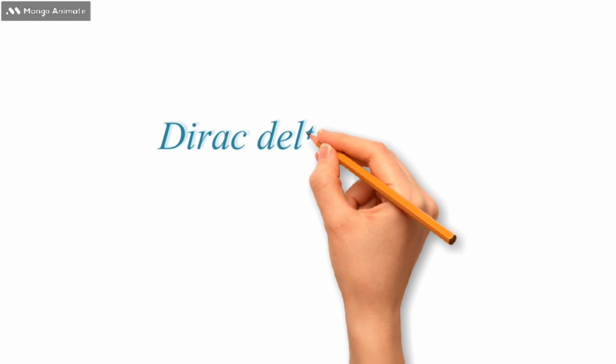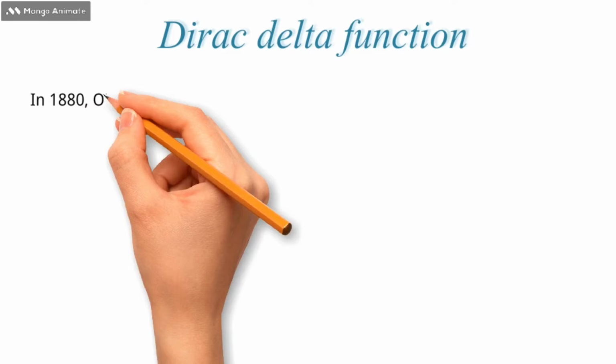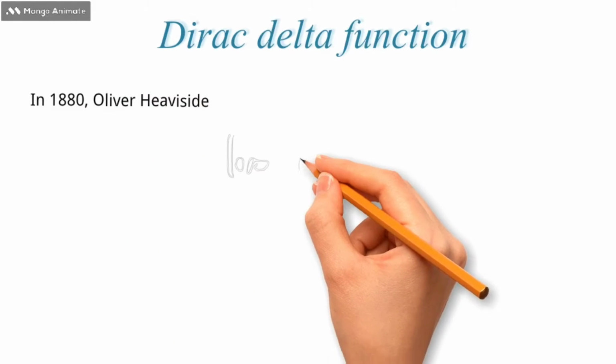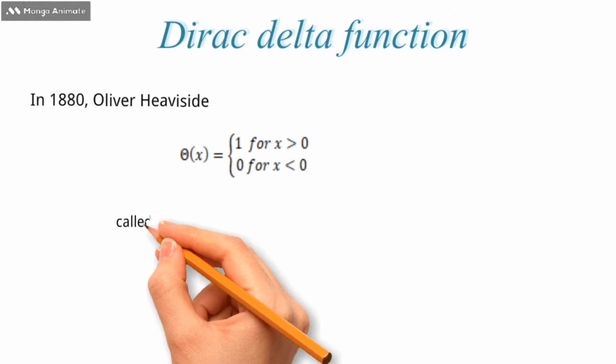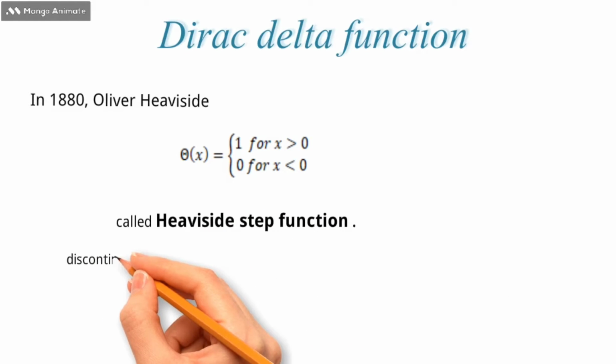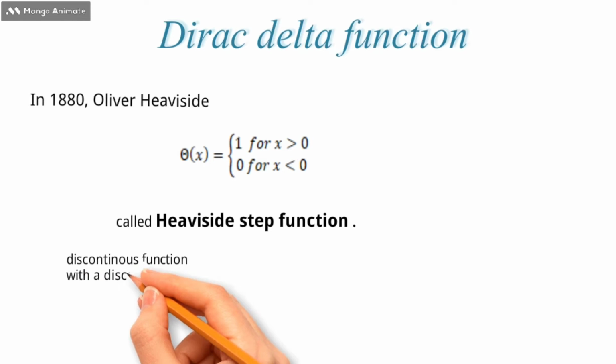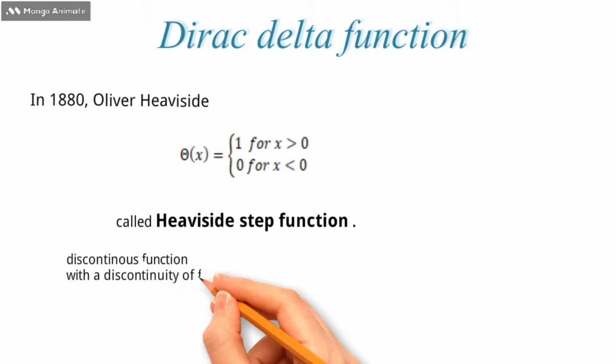Today, we are discussing the Dirac delta function. In 1880 the self-taught electrical scientist Oliver Heaviside introduced the following function, which is now called the Heaviside step function, which is a discontinuous function, with a discontinuity of the first kind at x equals 0, which is often used in the context of the analysis of electric signals.